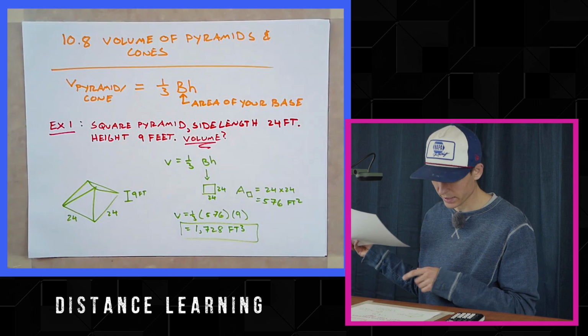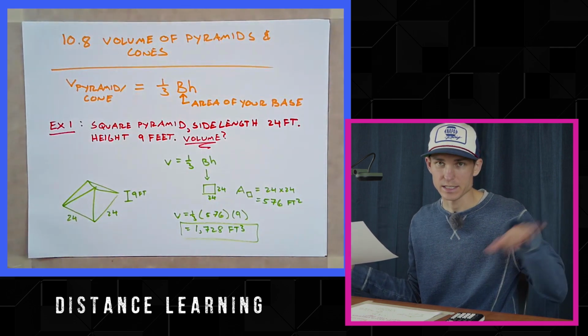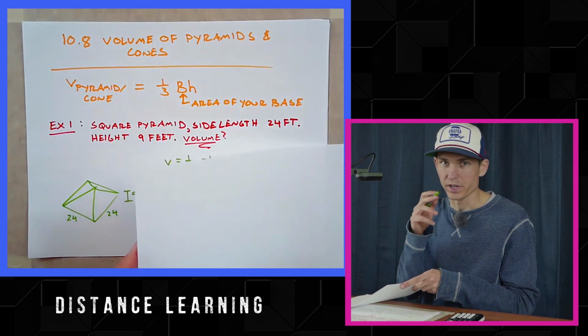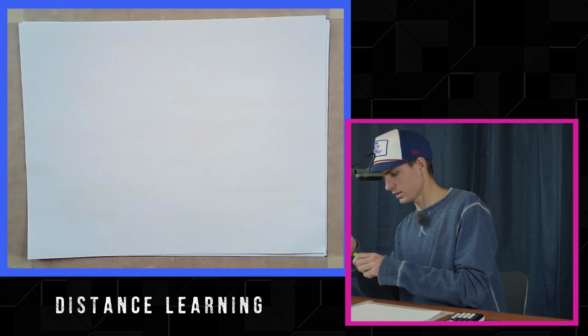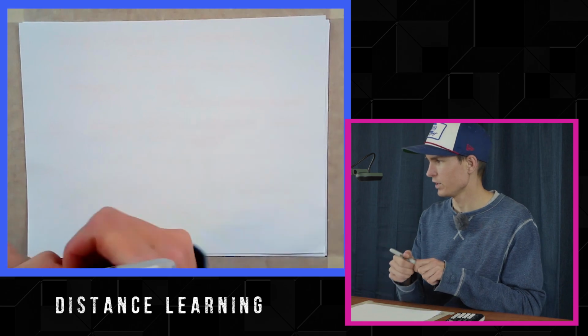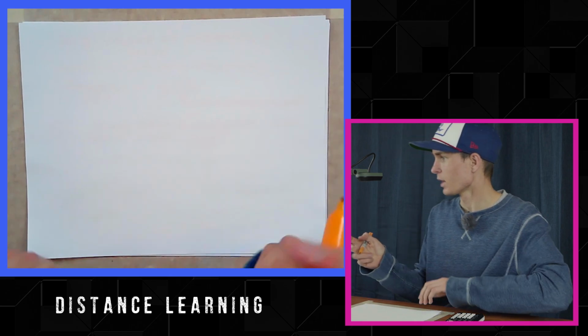And I'm surprised your book gives you the height every single time. It doesn't even give you a slant height or anything to do with the Pythagorean theorem to find. They just give it to you straight up. I don't know why they're feeling so generous.